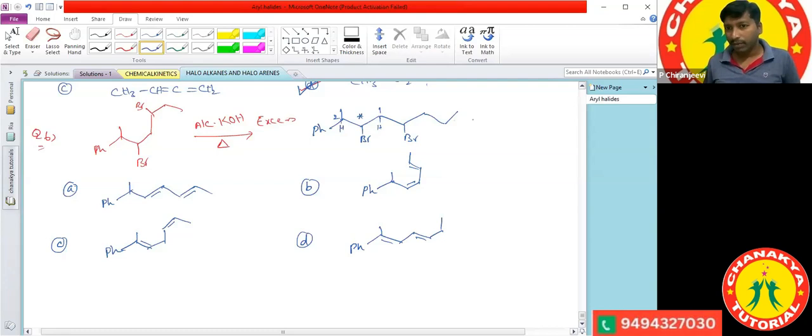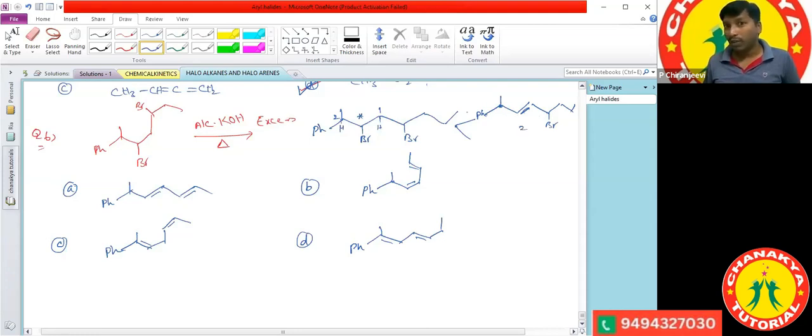Can I explain here? Two possibilities. If you remove the hydrogen from the first carbon atom, a double bond is formed here. Br will be like that only. Now let us see. The alkene is attached with one alkyl group on this side, and only one alkyl group on this side. That means it is attached with two alkyl groups.